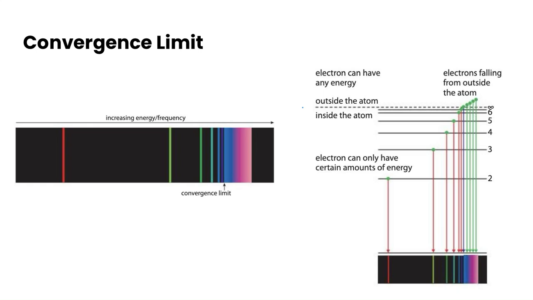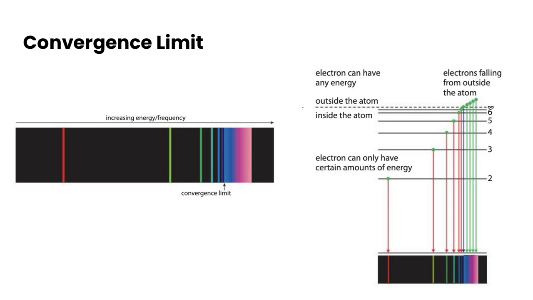In this video, we're going to take a look at something called the convergence limit and how we can use it to calculate the first ionization energy for any element or vice versa. How we can take the first ionization energy and figure out what the convergence limit is. So let's start out with looking again at the emission spectra.